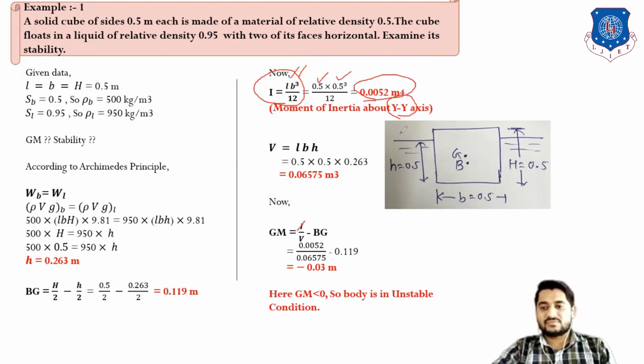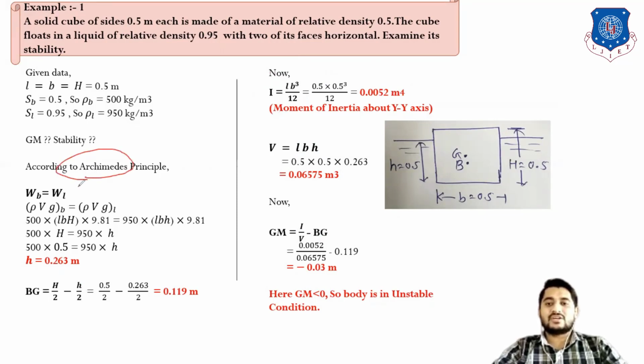Now for volume, one cube is inside the water. So for cube volume, LB into height of water, small h. Here small h is unknown. For BG, BG is equal to capital H by 2 minus small h by 2. So first of all, we have to find the value of small h. For the value of small h, we have to use Archimedes principle. According to Archimedes principle, WB is equal to WL, the weight of the body is equal to the weight of the liquid displaced.